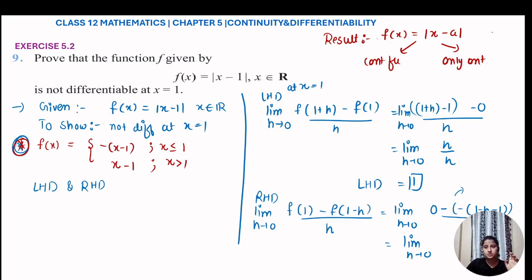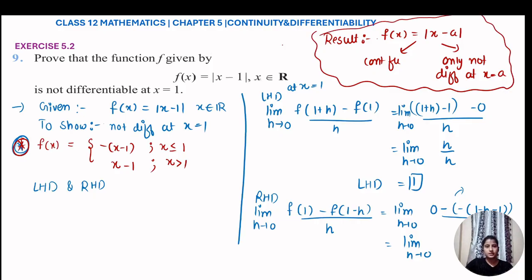only not differentiable at x equals a. Otherwise, the function is differentiable on the whole domain except at x equals a. This is an important result. You should remember this because it will help you in many MCQs. You must know that the mod function is always continuous, and it is not differentiable only at the point where the function becomes 0.